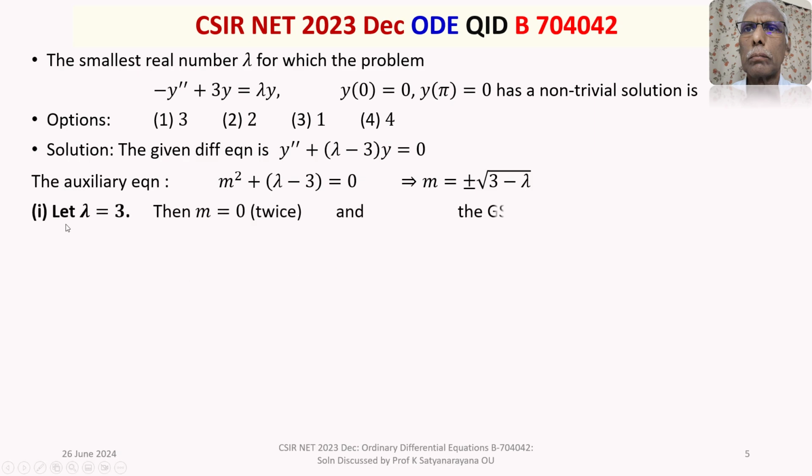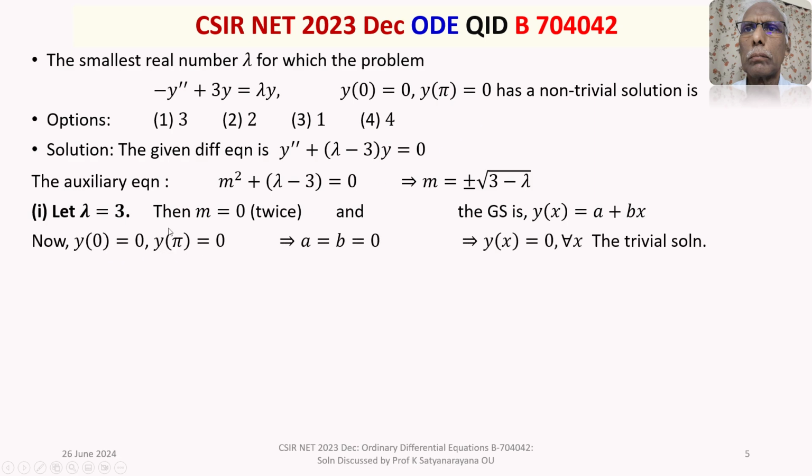Case 1: let lambda equal 3. If lambda is equal to 3, m is 0 and it is repeated twice. When it is repeated twice, the general solution of the differential equation is y of x equals a plus bx, where a and b are arbitrary constants. To evaluate them, we are given 2 conditions. y at 0 equals 0 and y at pi equals 0 will give rise to a equals 0 and b equals 0.